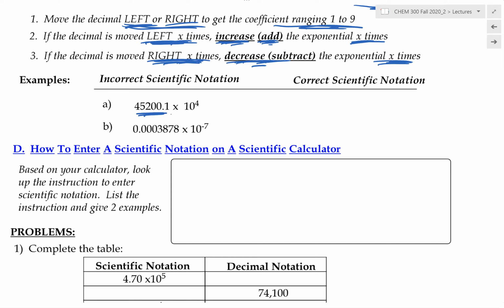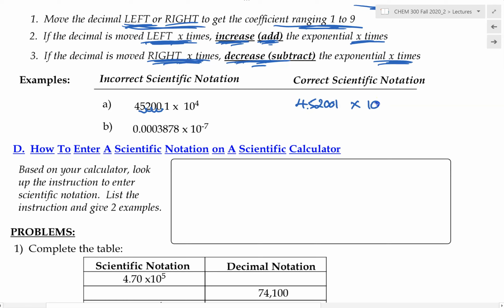So now we have to locate the decimal point, and in this case, this is where it is. And now we have to move it to the left, right? We have to move it to the left until the decimal point locates between the 4 and the 5. So in this case, we have to move this 1, 2, 3, 4 times to the left. Okay? And now this becomes 4.520001.